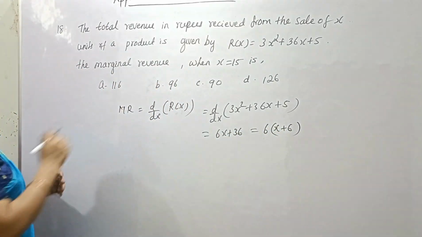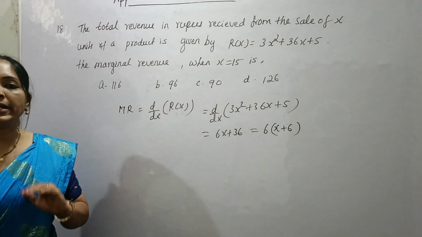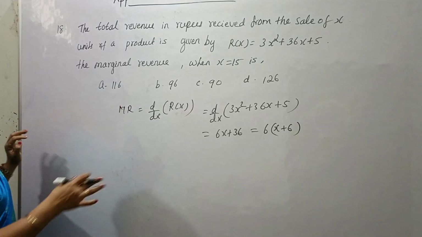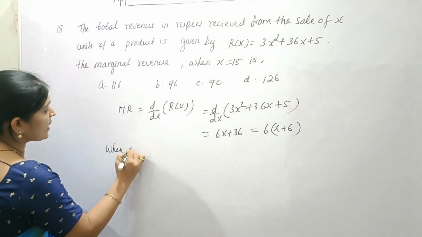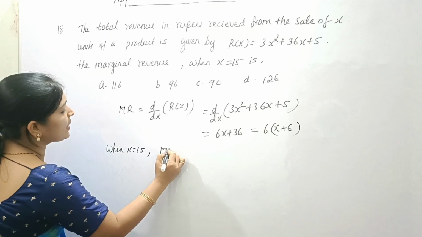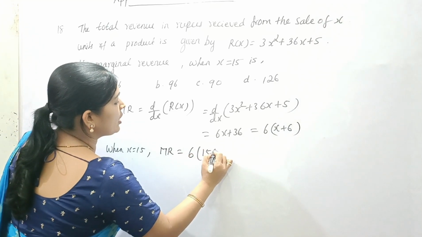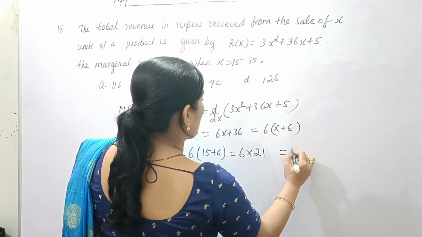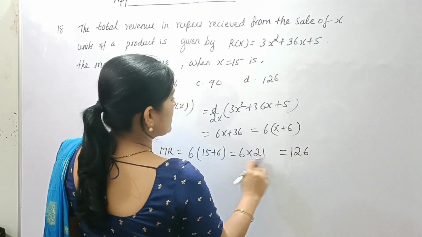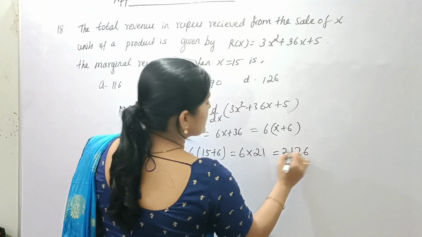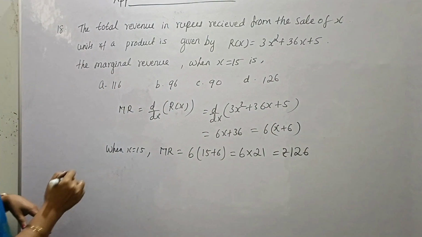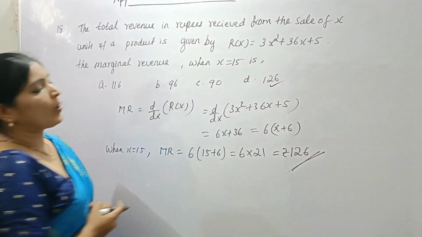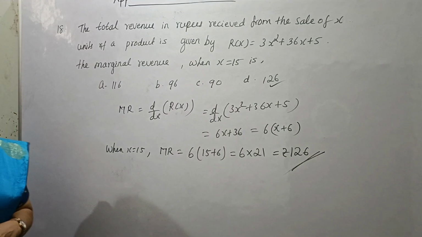So when x is equal to 15, that is 15 units are sold, we have to find the marginal revenue. When x is equal to 15, marginal revenue is equal to 6 into 15 plus 6, that is 6 into 21, that is 126. So rupees 126 is the answer. Rupees 126 is the marginal revenue when 15 units are sold.